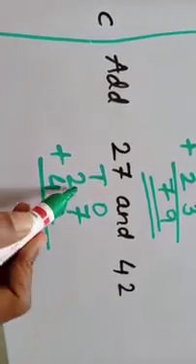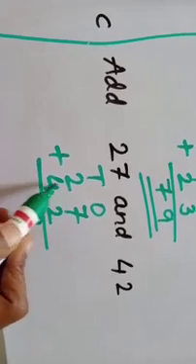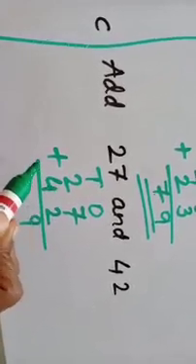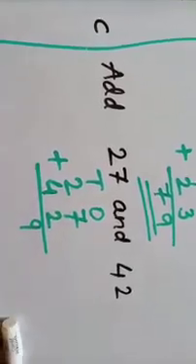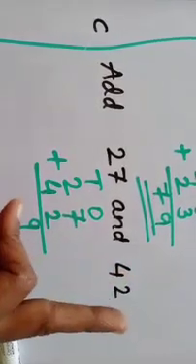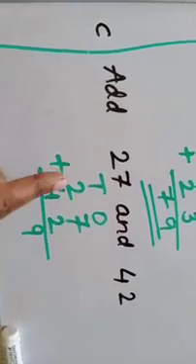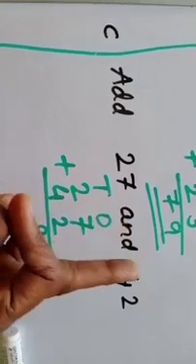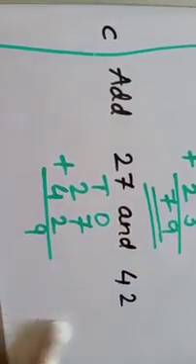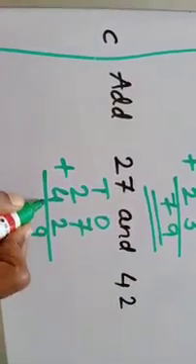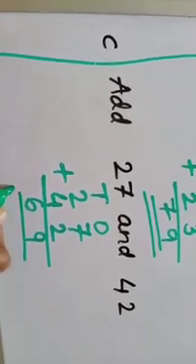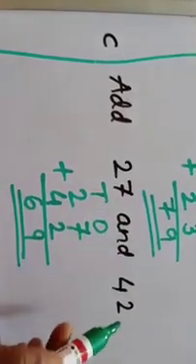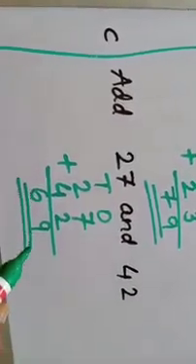And here 2 plus 4. So which is the big number here? 4 is the big number. So 4 should be in the mind and 2 in the hand. So 4 after 5, 6. So write the answer exactly below this number. So what answer did we get, children? 69. 27 plus 42 is equal to 69.